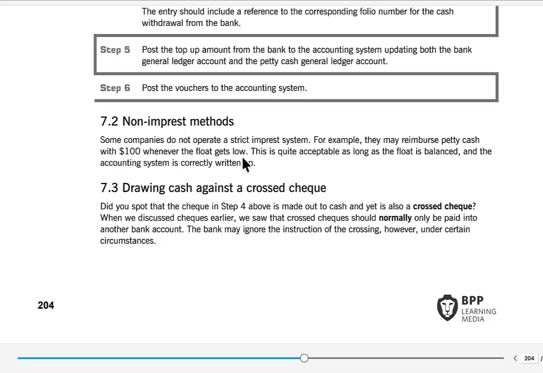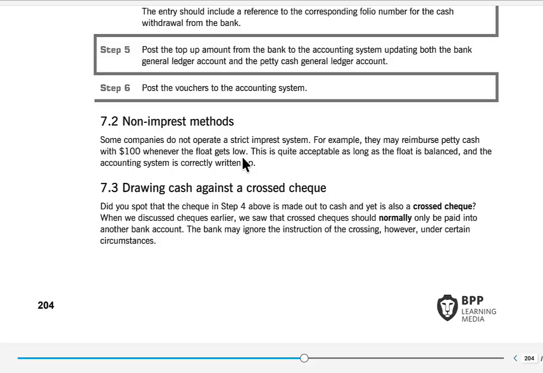Students, now we will cover two short but very important lessons. We will explain Lesson 7.3, and then we will explain Lesson 7.4. I will explain them slowly and clearly, like in a real classroom. Lesson 7.3. Drawing cash against a crossed check.